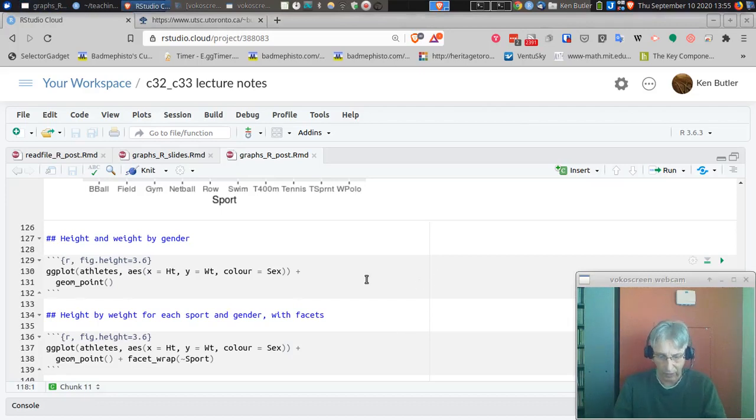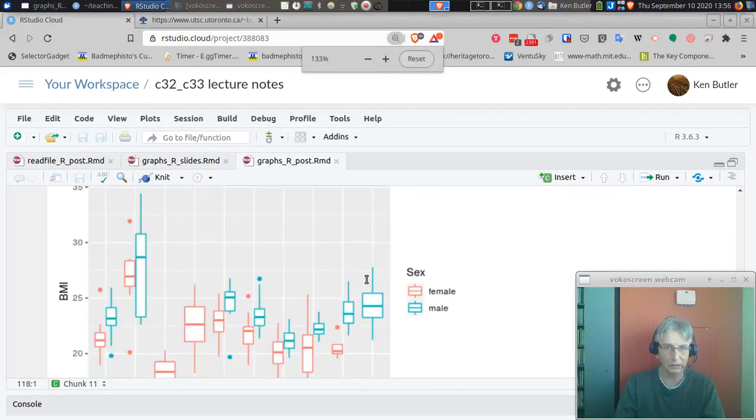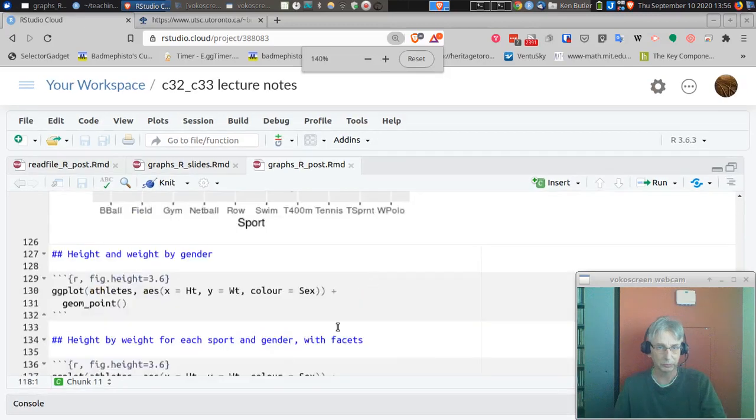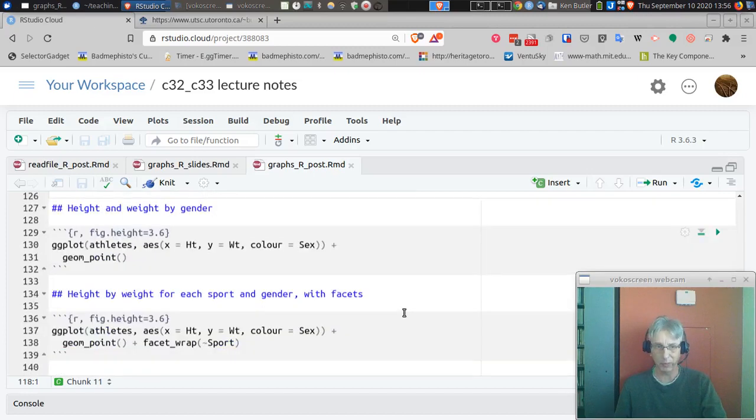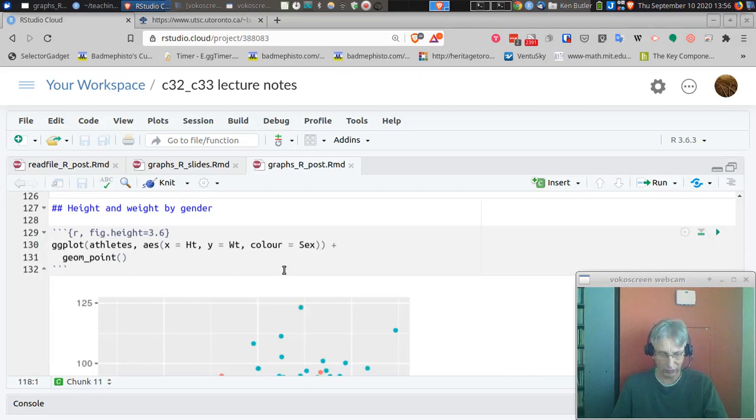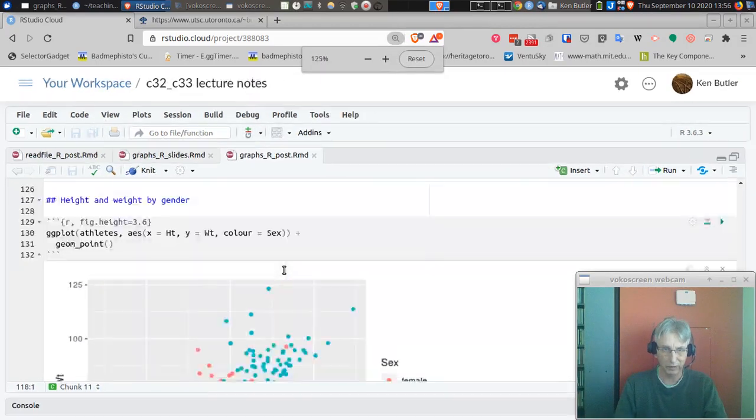Let's show you the code first, because I think we can get this. So, ggplot athletes, x equals height, y equals weight, colour equals sex. Make the sexes different colours, and then plot them as points. So this is in fact exactly what you would have guessed. Let's shrink this so we can see it.